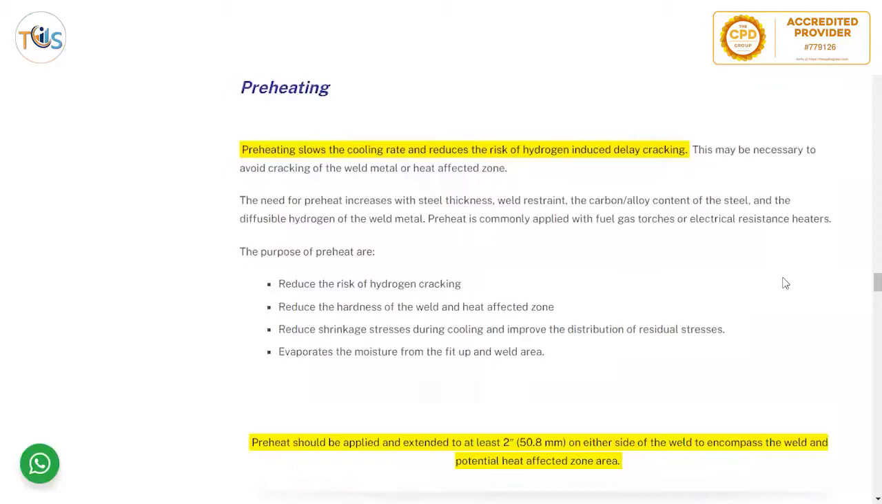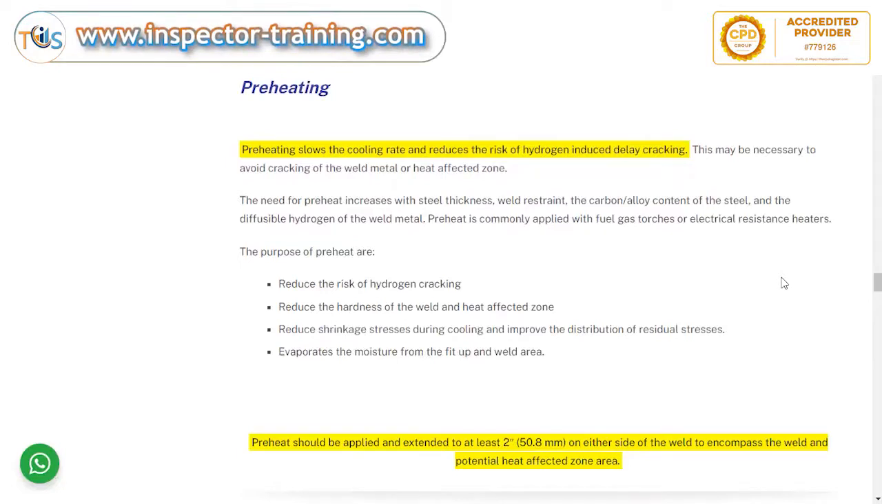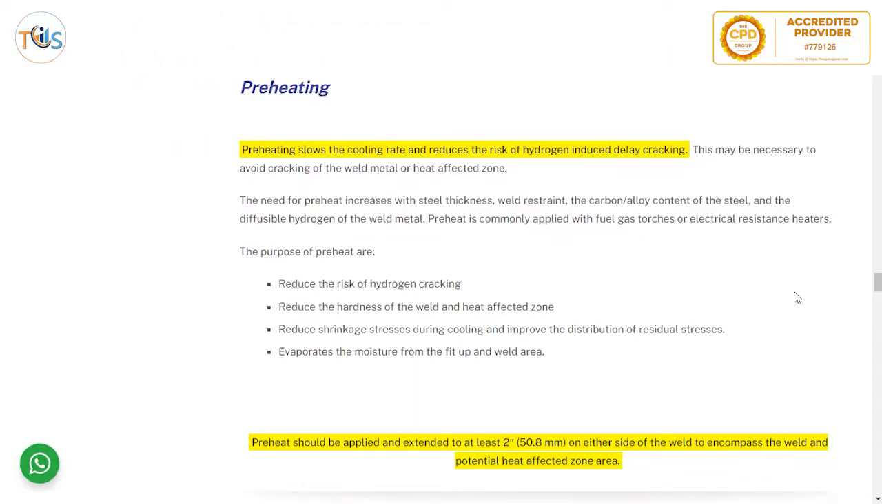Preheating slows the cooling rate and reduces the risk of hydrogen-induced delayed cracking. This may be necessary to avoid cracking of the weld metal or heat-affected zone. Need for preheat increases with steel thickness, weld strength, and carbon alloy content of the steel and the diffusible hydrogen of the weld metal. Preheat is commonly applied with fuel gas torches or electrical resistance heaters.